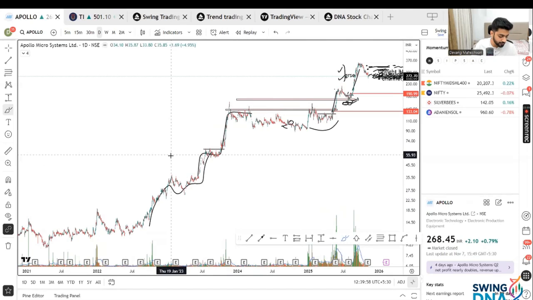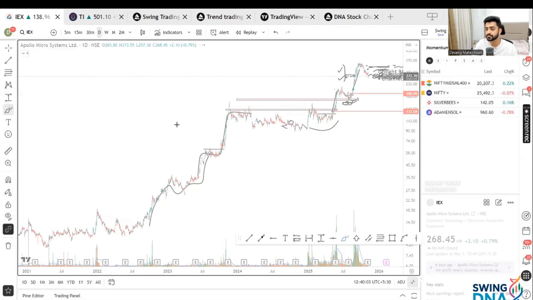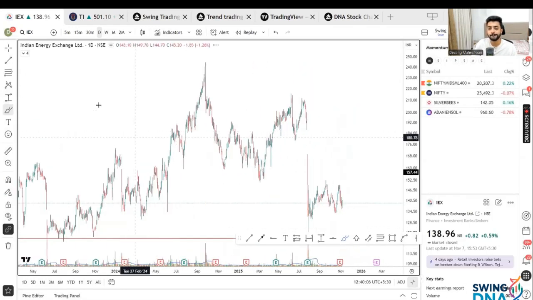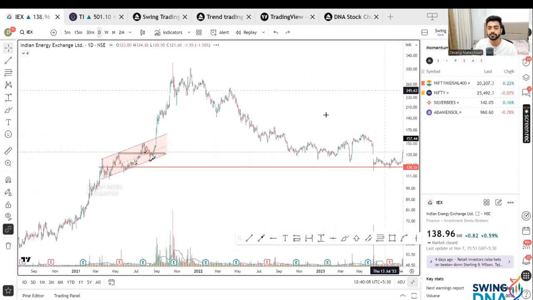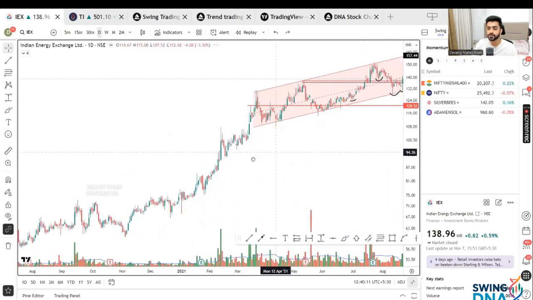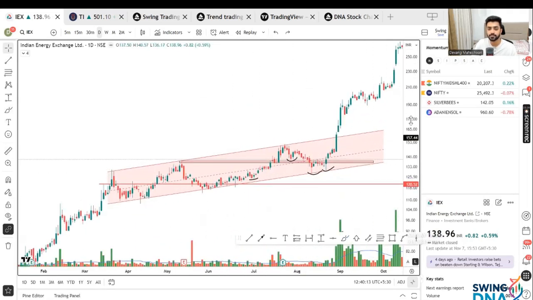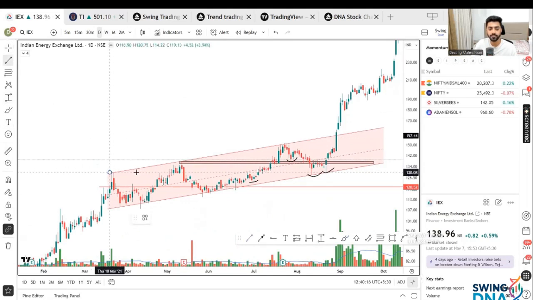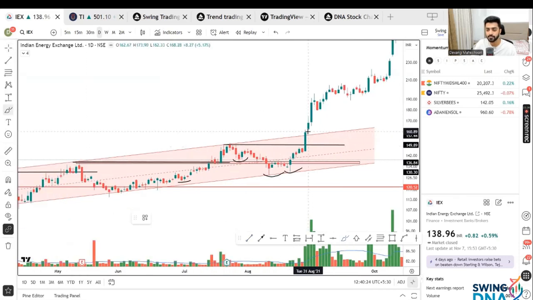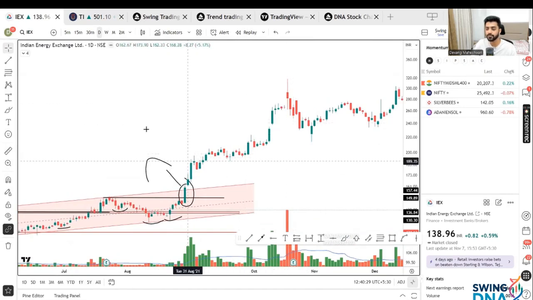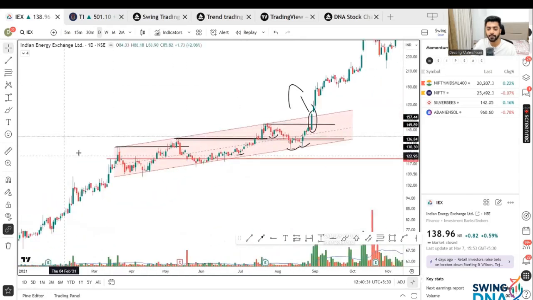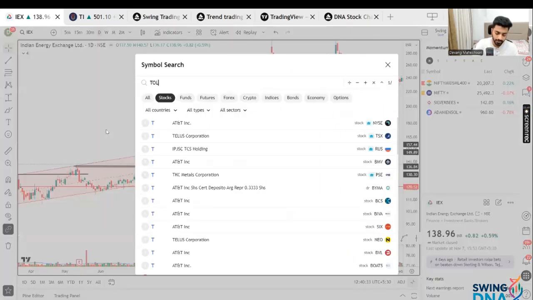Let's see some more. IEX. Oh, look at this. It moved up here, failed. Moved up here, failed. So it can again do the same thing till the time. Now this moves out. Look, after that, it gives some money. Tolerance.